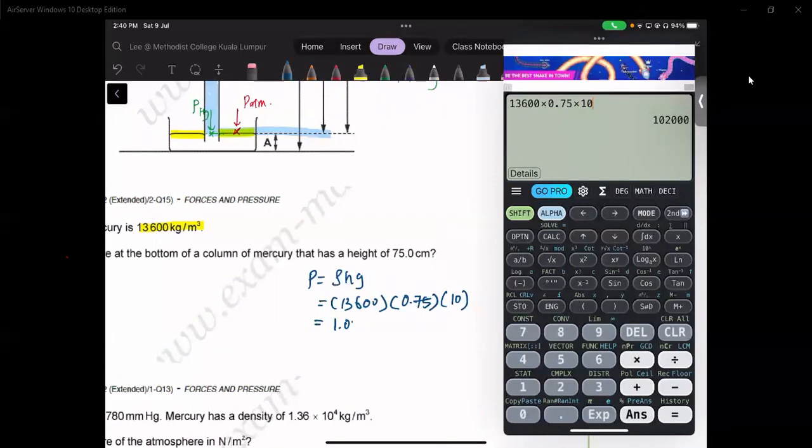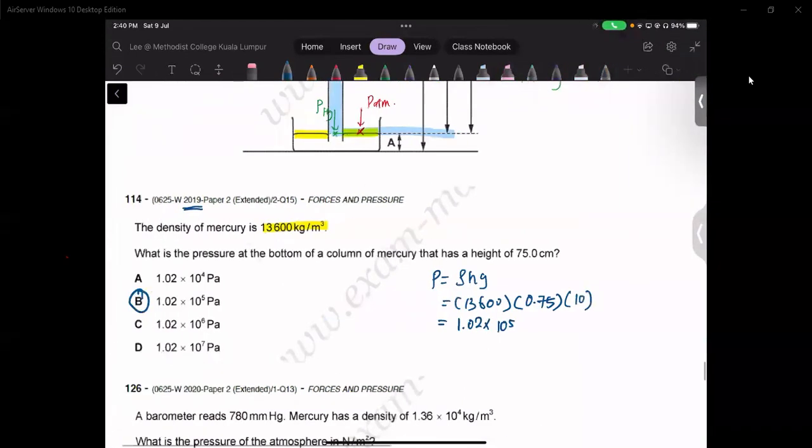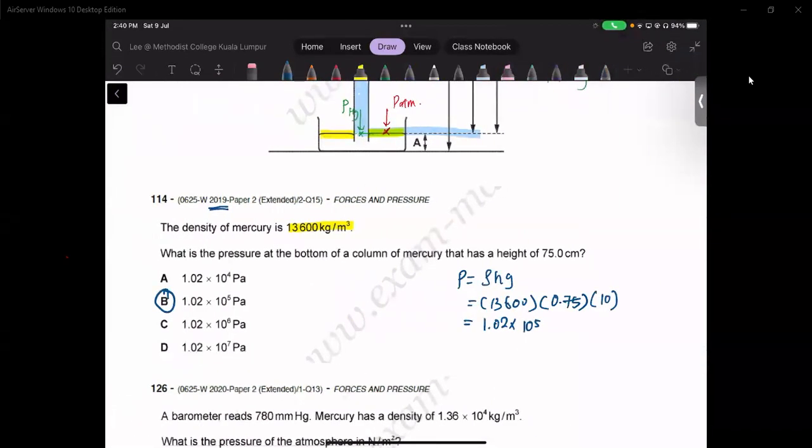So 1.02 times 10 to the power of 5. Or I already know the atmospheric pressure. It is 10 to the power of 5.